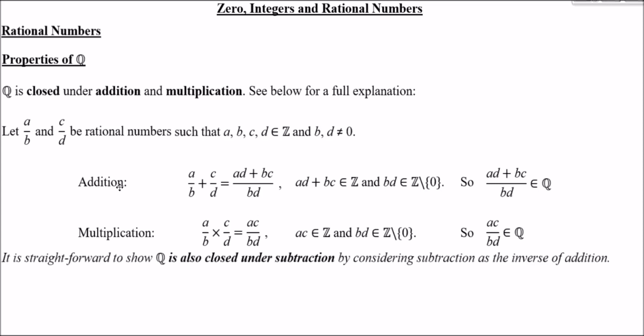I'm not going to do it here, but it's pretty straightforward to show that Q is also closed under subtraction by considering subtraction as the inverse of addition. So again, if we just did a over b minus c over d and got the denominators the same, it would drop out in much the same way. Okay, instead of a plus there, you'd have a negative here, but because the integers are closed under subtraction, you can make that conclusion yourself. Try it yourselves if you want to, and convince yourselves that Q, the rationals, are also closed under subtraction.